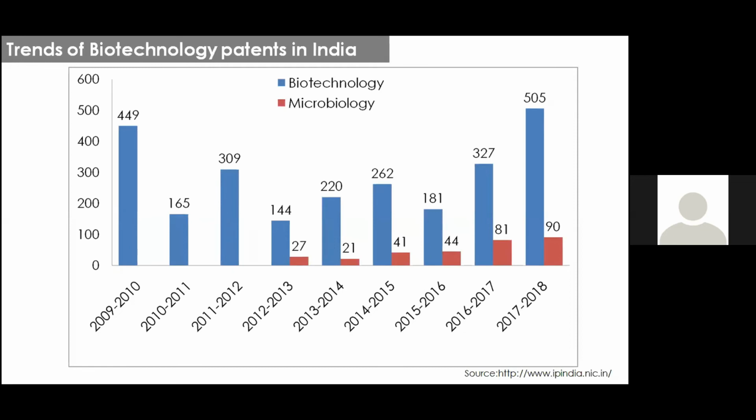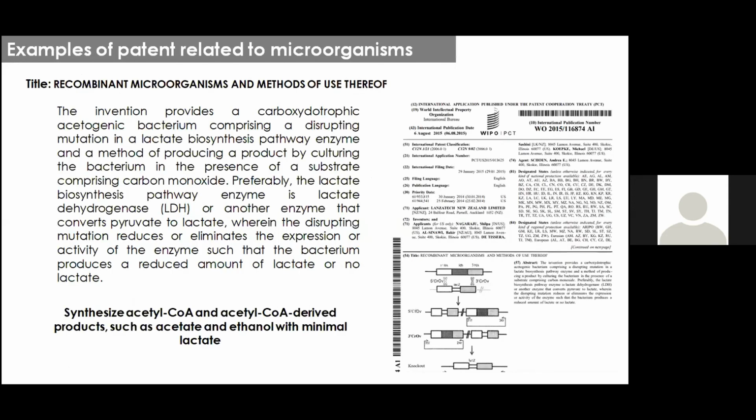If you see, from 27 to 28 microbiology-related patents were granted in 2013-14, which has increased to 81 and 90 in 2017 and 2018. So this is a trend of biotechnology and microbiology patents in India. Now, what kind of patents are these? I have just listed here some examples of what kind of patents are related to microorganisms: recombinant microorganisms, as we have seen in the Diamond versus Chakrabarty case, where it was a recombinant microorganism, and then that recombinant microorganism was for some biotechnological use.